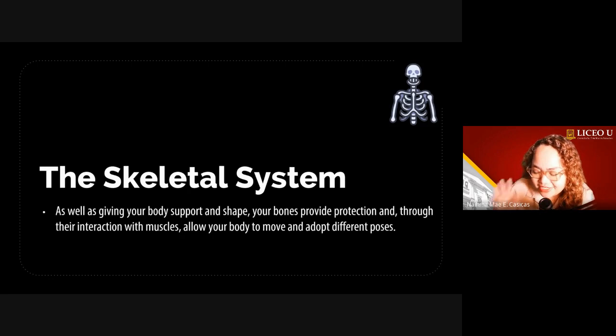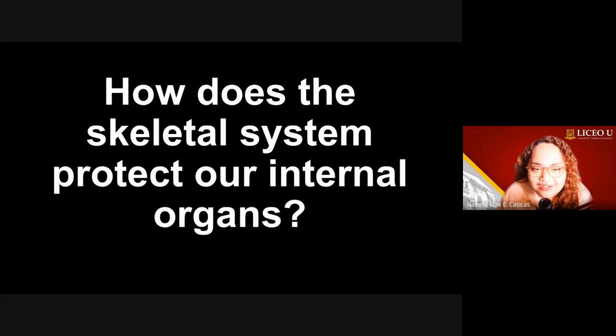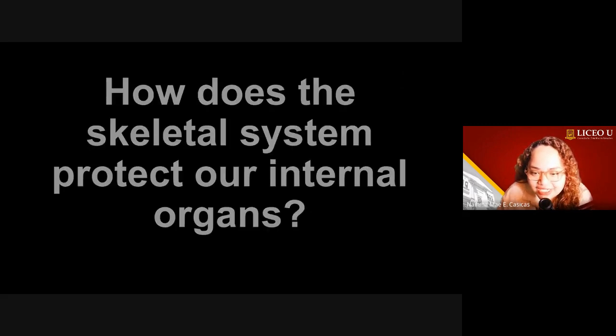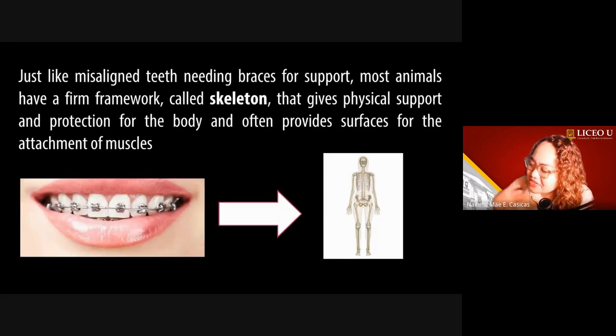But today, as I've said earlier, we will only tackle the skeletal system because if we're going to include the muscular system, this is going to be very long. All right. So, how does the skeletal system protect our internal organs? I think it's very obvious, from the stance of our bodies, how our skeleton is able to protect us.